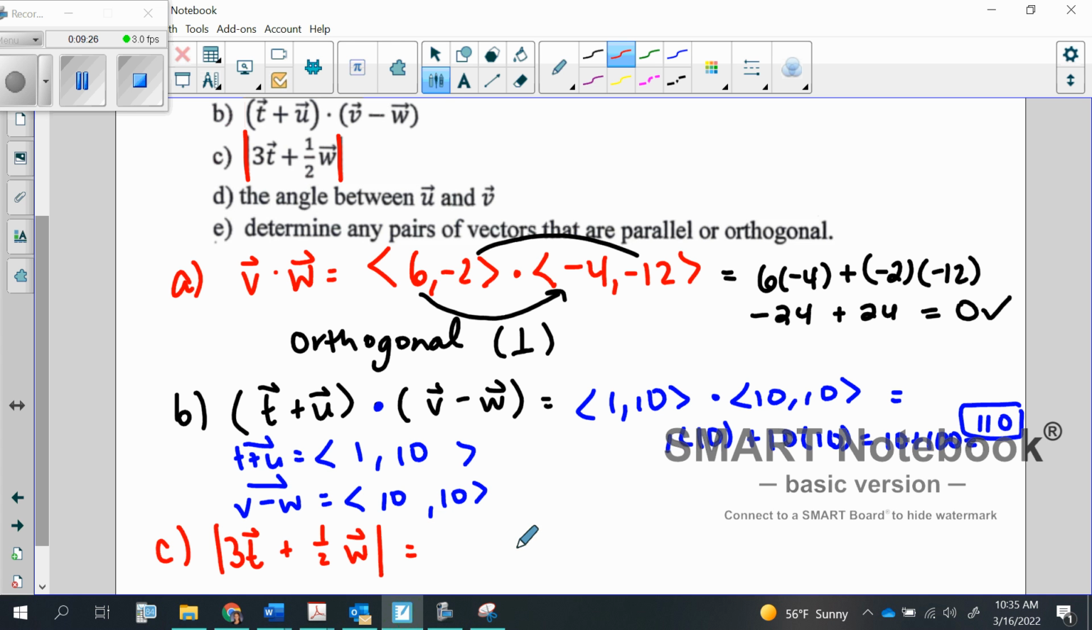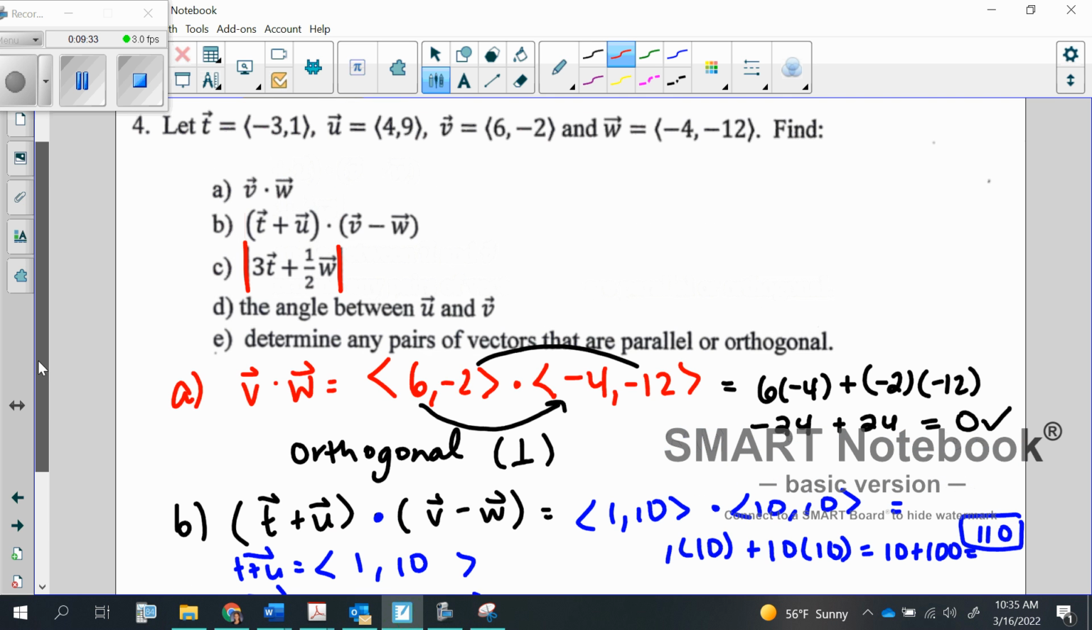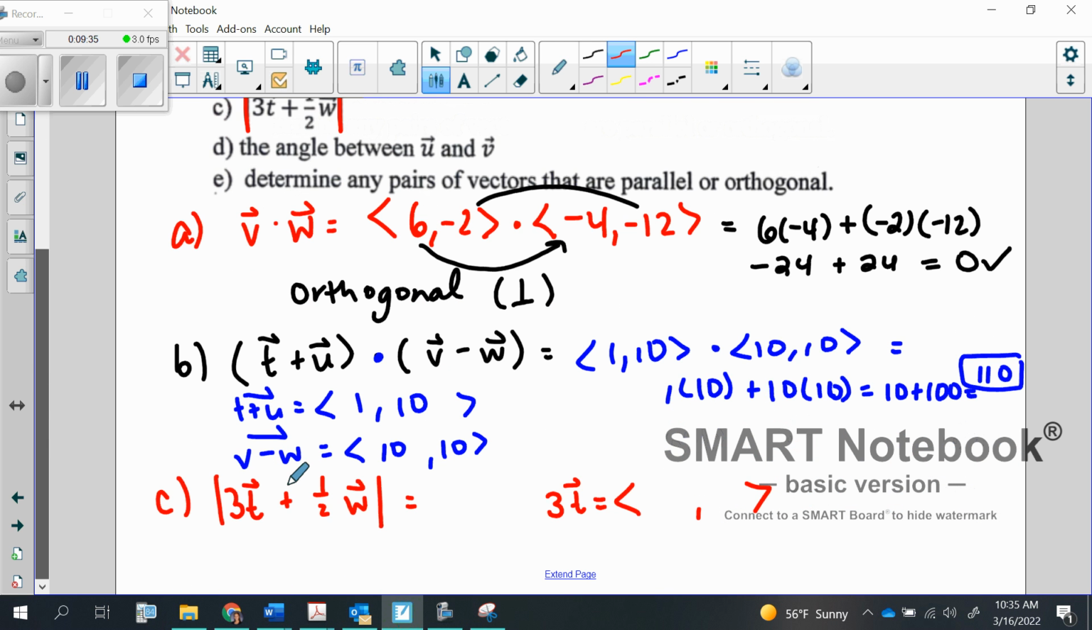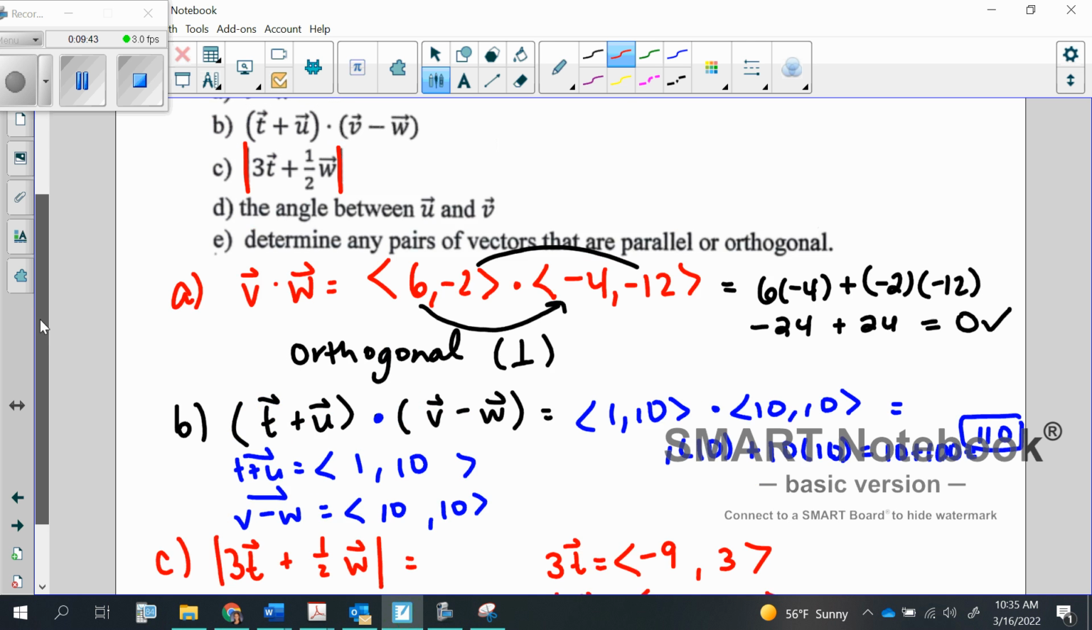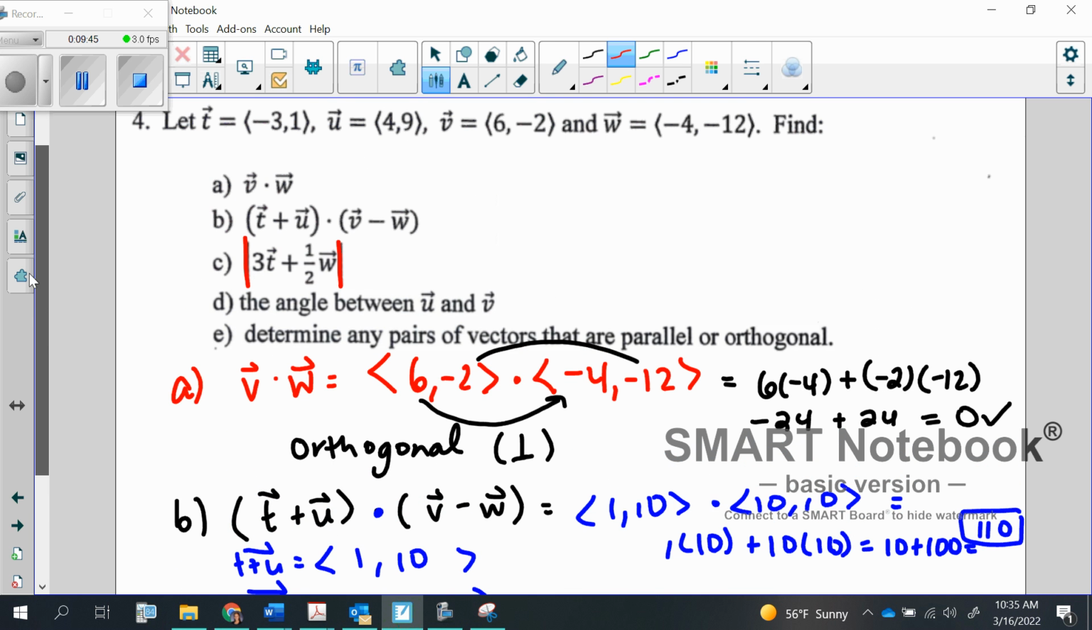So the very first thing I'm going to do is find what my vector 3 times t looks like. t is negative 3, 1, so it would be negative 9, 3. And then 1/2 w, let's see what w is. W is negative 4, negative 12. So 1/2 of that would be negative 2, negative 6.